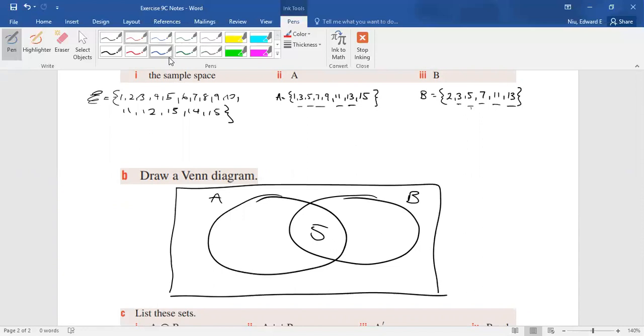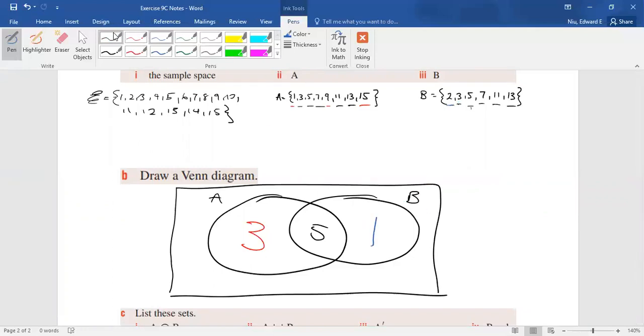Let's see. So that means A has 1 number, 2 numbers, 3 numbers by its own. That's not overlapping in B. And the numbers in set B that's not overlapping with set A is just a 2. So we have 1 there.